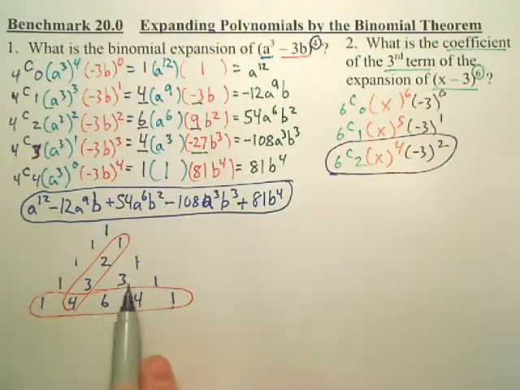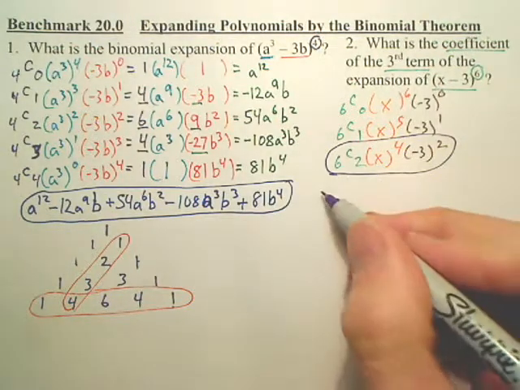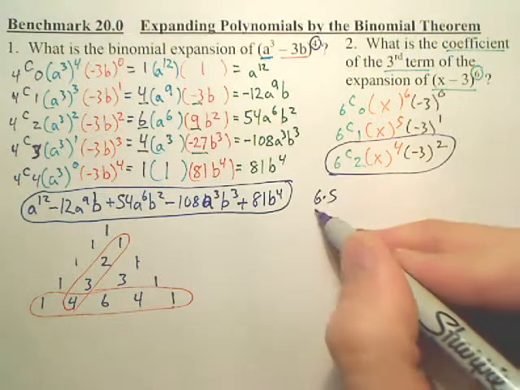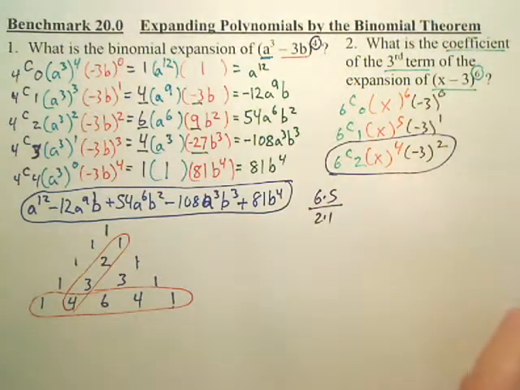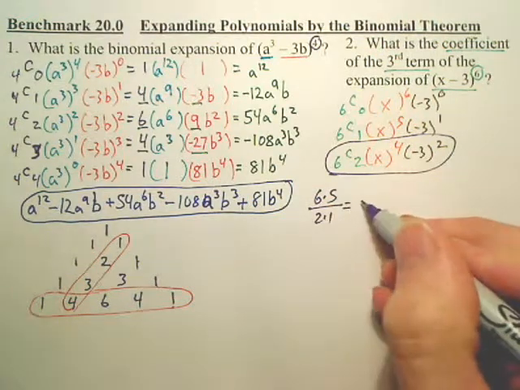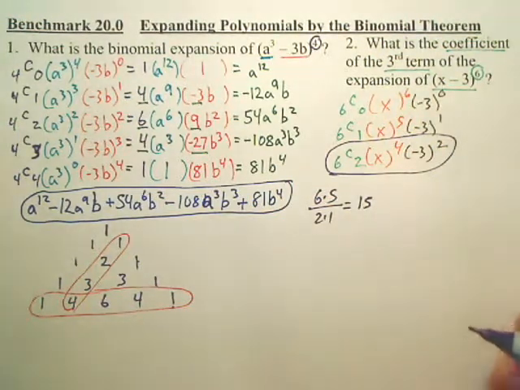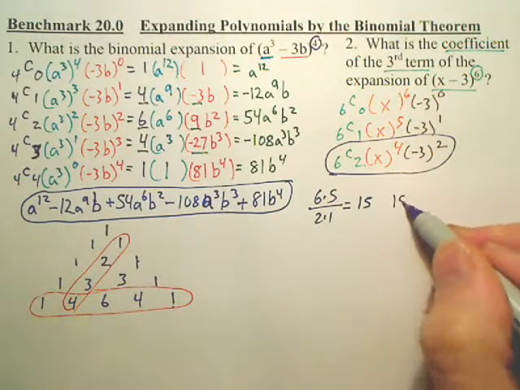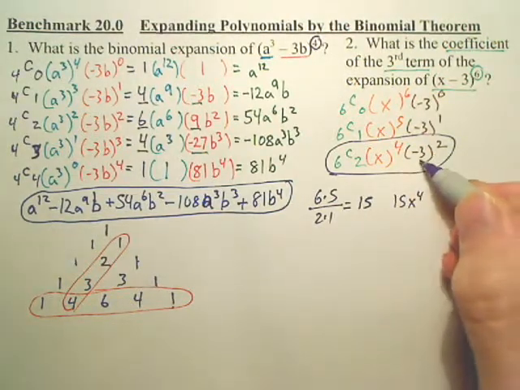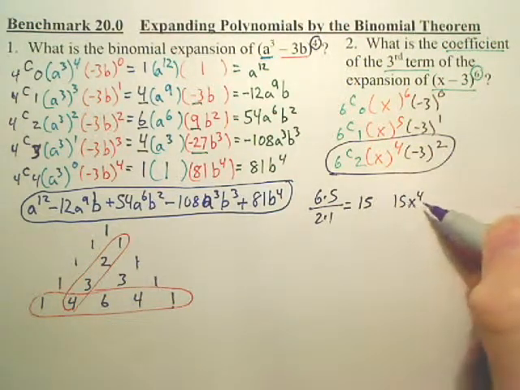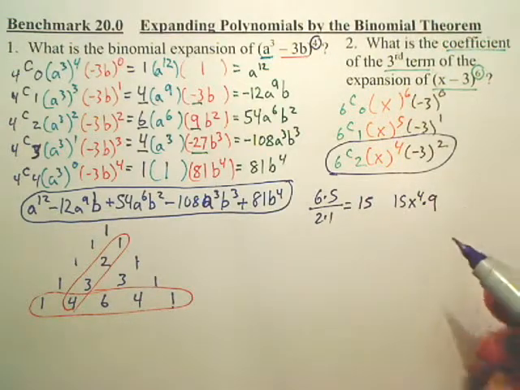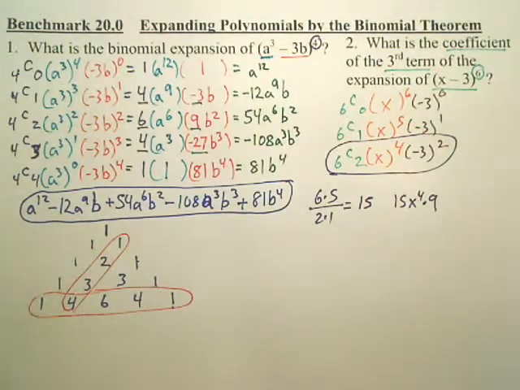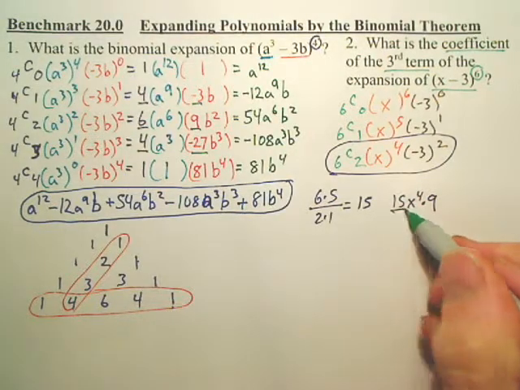Now, could I continue this to find 6C2? Or could I just do 6C2 going, okay, that's 6 times 5 over 2 times 1. Is that probably quicker? That would be 15. So don't we now have 15 x to the 4th, and what's negative 3 squared? Is that 9? So is my coefficient 15? No. Isn't it 15 times 9?